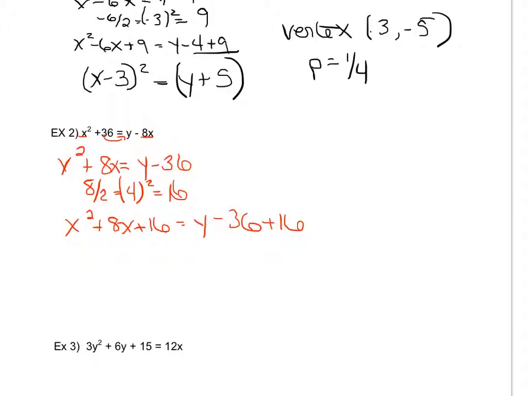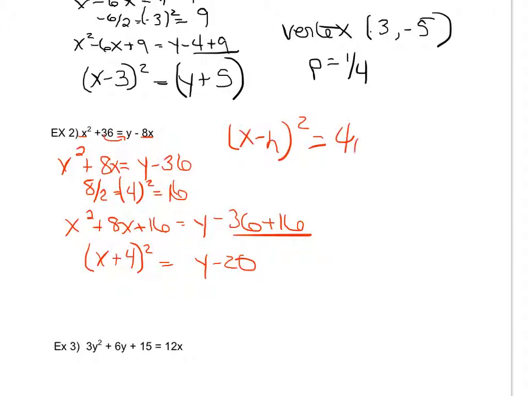I can now factor the left side, so two numbers that multiply to be 16 and add to be 8. 4 times 4 is 16, 4 plus 4 is 8. Again, it's coming from right here. So x plus 4 times x plus 4 is x plus 4 squared. These combine to be minus 20. So again, I'm in the form x minus h squared equals 4p times y minus k.